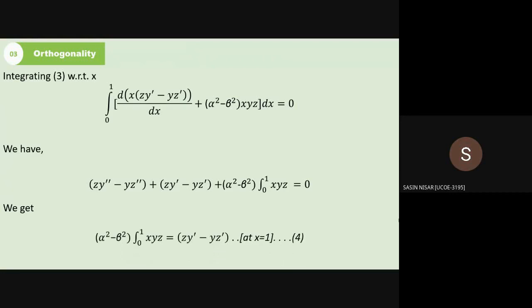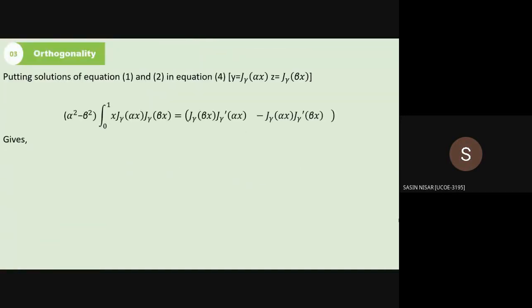And on doing that, we have zy double dash minus yz double dash plus zy dash minus yz dash plus alpha square minus beta square integration of xyz from limit 0 to 1, which is equal to 0. On solving that, alpha square minus beta square are constants. Integration of xyz from 0 to 1, where x is variable, is equal to zy dash minus yz dash at x equal to 1.